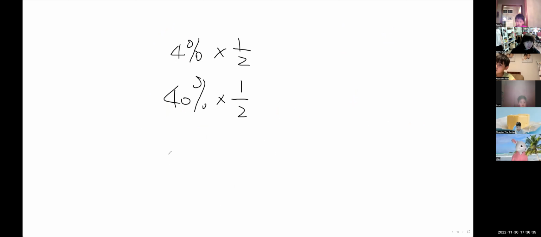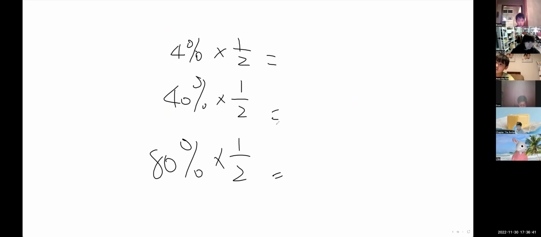OK, 好了，我还是跟小朋友说，when we are doing questions, we need to understand what the question is talking about. Correct, everybody? So now if I give you 4% times half, 40% times half, okay, and 80% times half, can you give me the answer immediately? Okay, Brandy, give me the answer for the first one. 2%. Thank you. And Enzo, give me the answer for the second one.